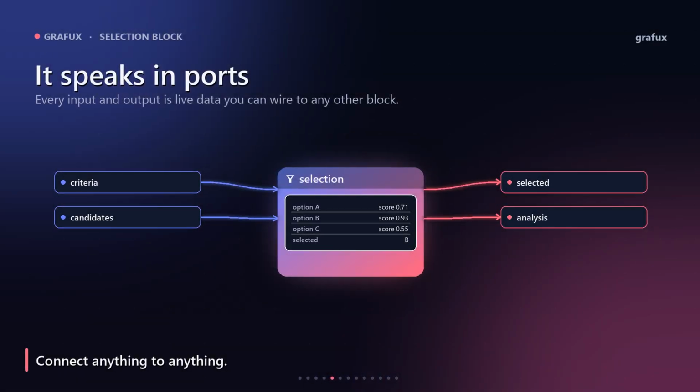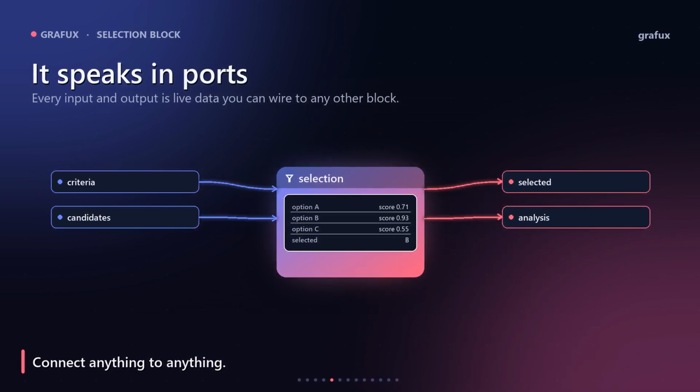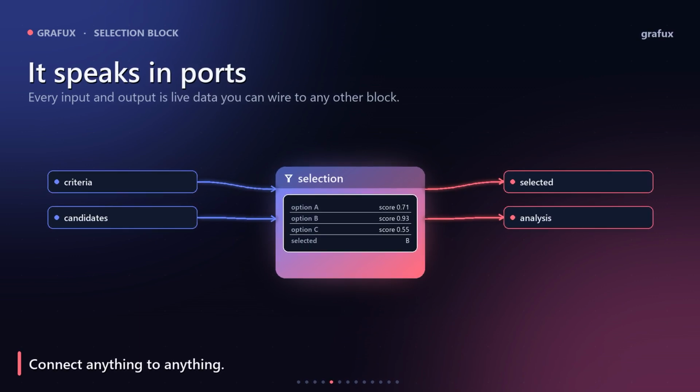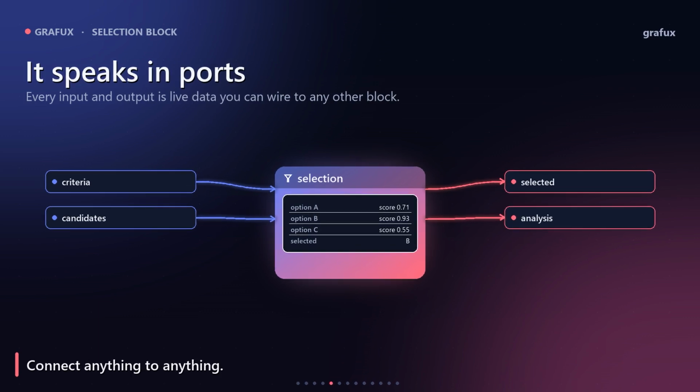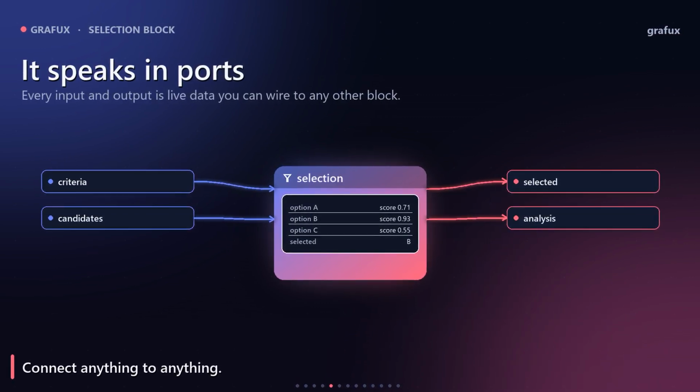Now, every block in Grafux speaks in ports. The selection block takes in criteria and candidates and gives you back selected and analysis. And here's the magic. Every one of those is live data. Connect an output to another block, and it simply flows, updating the moment anything changes. That's the whole idea behind Grafux. Small, sharp blocks that snap together into something genuinely powerful.